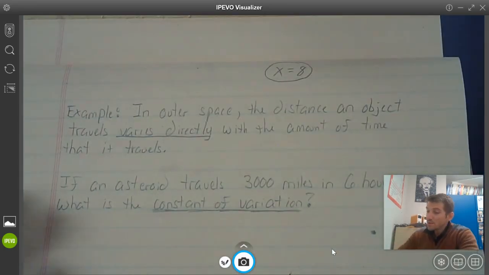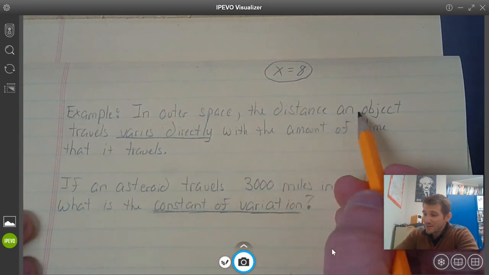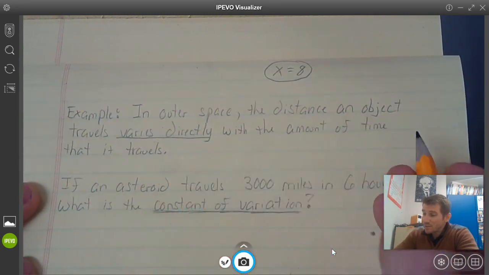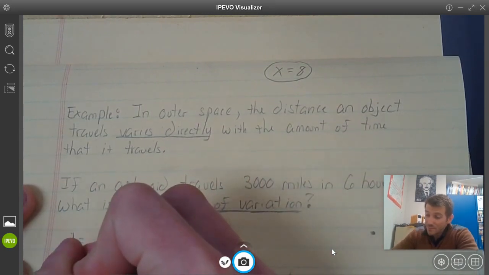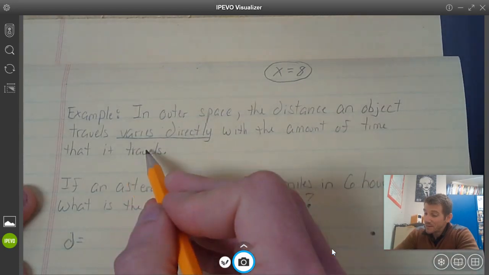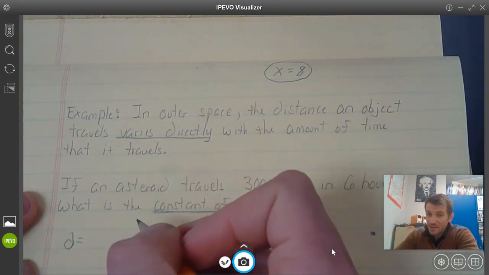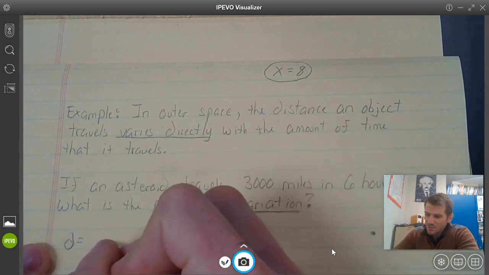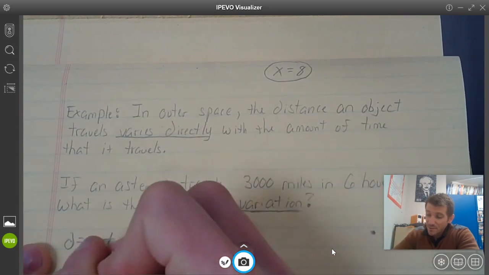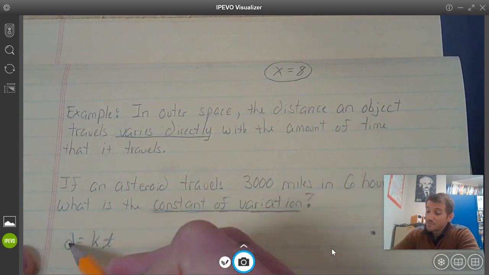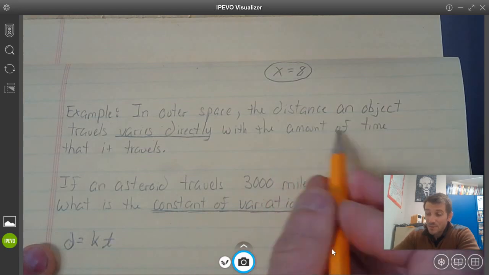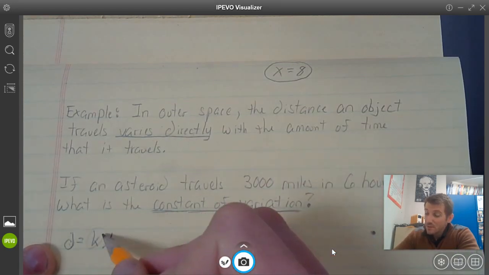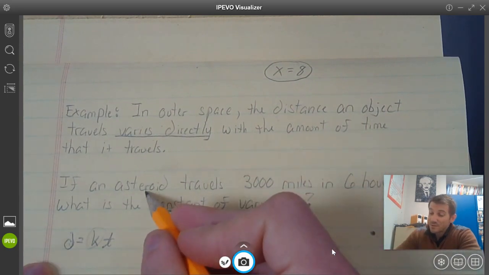There we go. All right, so in outer space, the distance of an object varies directly. So we already know that the distance varies directly with the amount of time that it travels. So time, there's some value. So again, varies directly. Distance varies directly with some amount. We don't know what that amount is. That's K. With time. So let's see what they tell us.